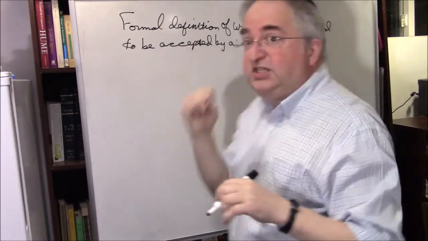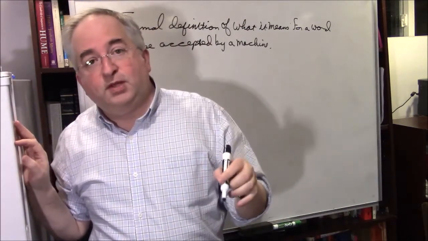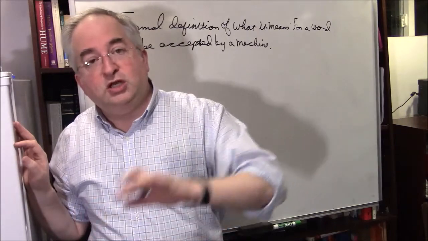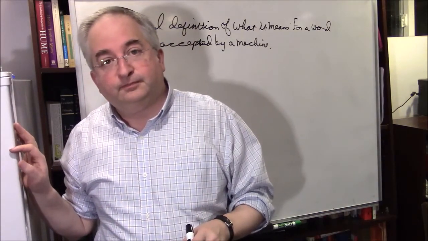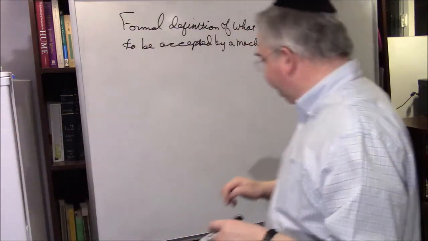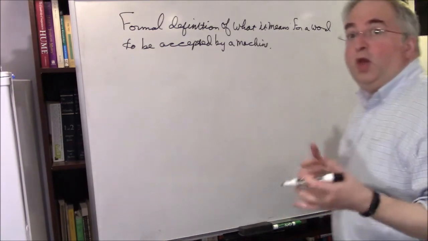Now, this is the central point of formal language theory. The central point of formal language theory is that for every machine there is a language. For every language there is a machine. Okay? And so we want to know what it really means.